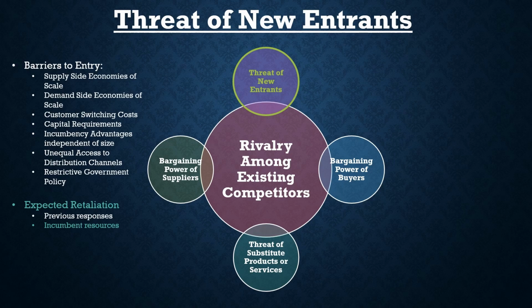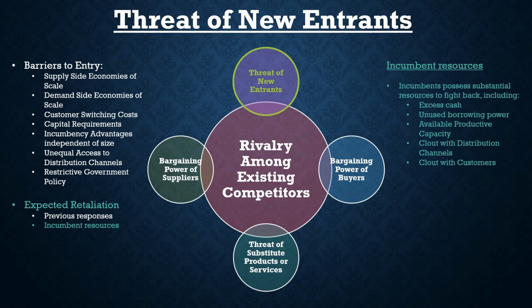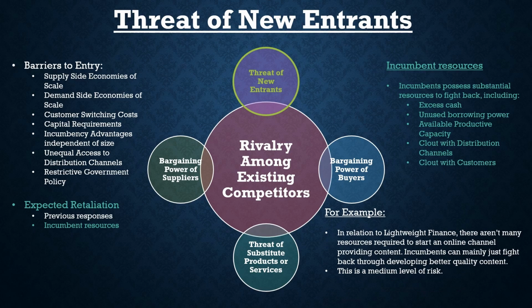Next, within expected retaliation, we need to consider incumbent resources. Incumbents possess substantial resources to fight back, including excess cash, unused borrowing power, available productive capacity, clout with distribution channels, clout with customers. For example, in relation to lightweight finance, there are not many resources required to start an online channel providing content. Incumbents can mainly just fight back through developing better quality content. This is a medium level of risk.